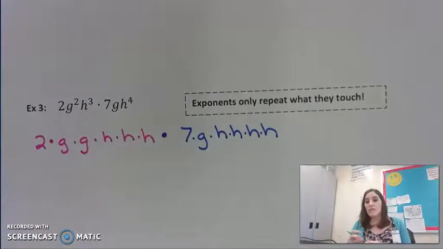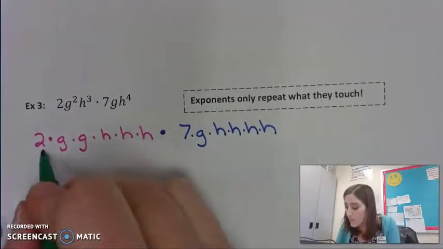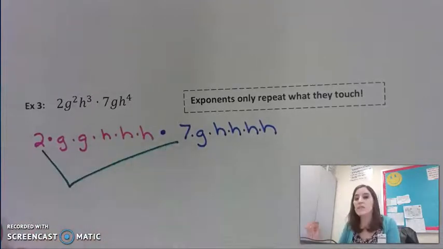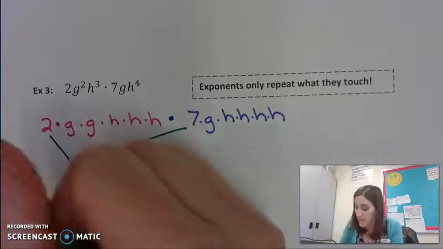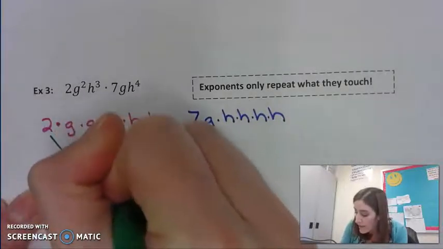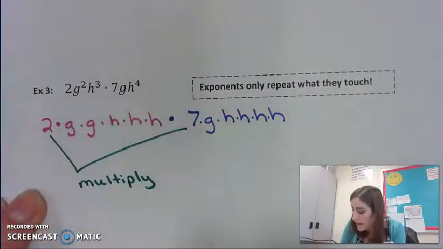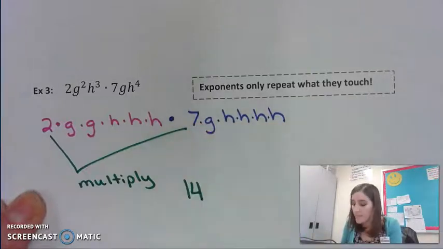So now what we are going to do, we need to multiply the big numbers together just like we always would. So the 2 times the 7 ends up giving me 14. So I'm going to multiply, and that's how I end up with 14.